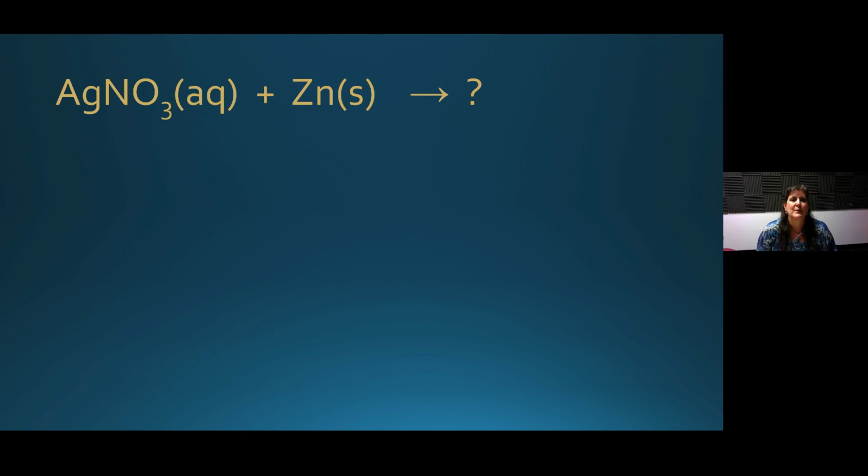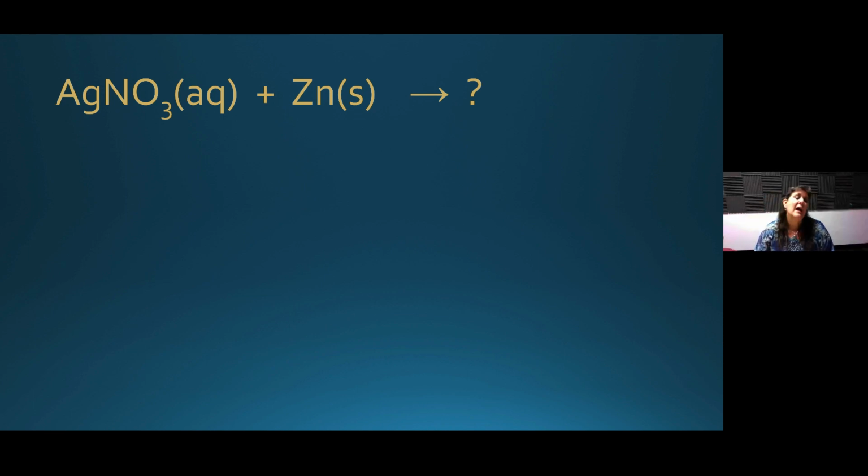Here's our first single replacement reaction. We have AgNO3 aqueous plus zinc solid. So the aqueous tells us this reaction is occurring in a beaker of water. So we've got some silver nitrate in the water. It's dissolved in there. And we're going to take a piece of solid zinc and throw it in there. What happens? Well, we don't know. We need to go to our activity series and look up silver and zinc. Silver's near the end. Zinc's up here. So zinc is more active than silver.